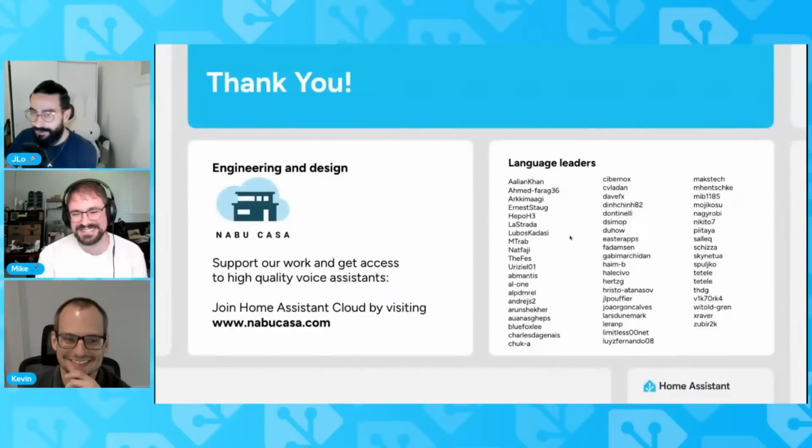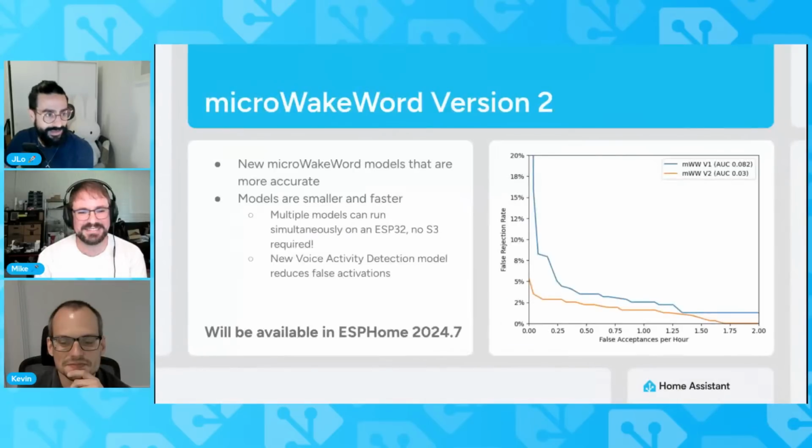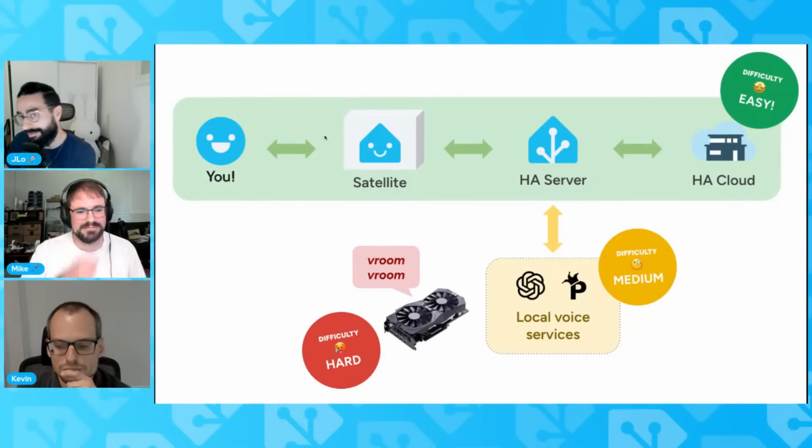We are working on a voice kit, which is going to be the simplest experience to start with voice. Let's actually go back to the slide. This is funny, I wanted to mention it at the beginning, but I forgot. We said, hey, that's the simple part: Home Assistant server, Home Assistant Cloud for text to speech and speech to text, and you have the satellite in the middle.